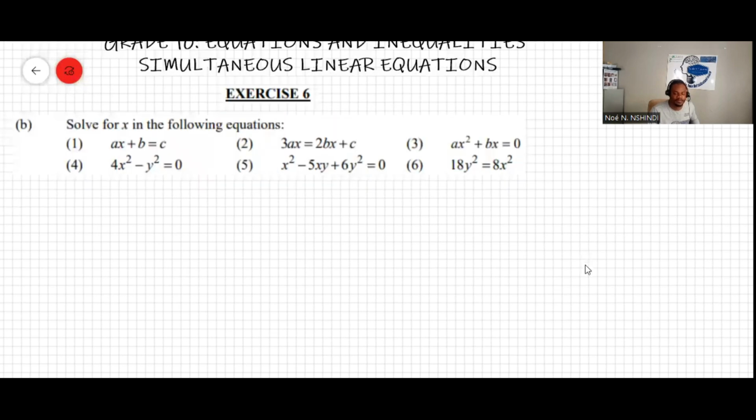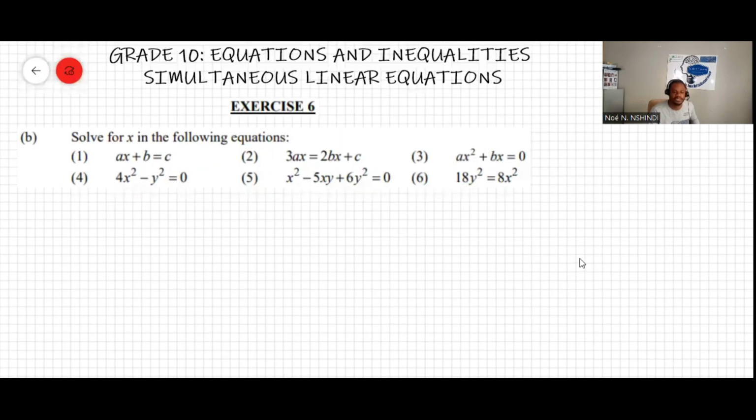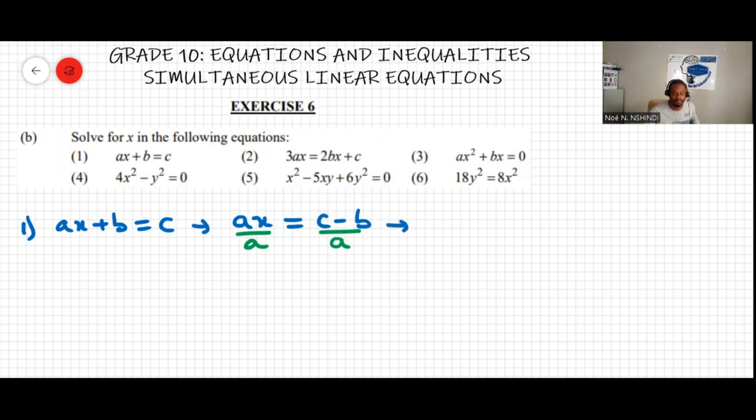Question B. Question B says solve for X in the following equations. All right. Let's take 1. We have AX plus B equals C. So we need to make X the subject of the formula. So I'll first get rid of the B, okay? So it's gonna be like C minus B, okay? And then I can get rid of the A by dividing both sides by A, okay? So this will be X equal to C minus B over A. Okay, that was question 1.